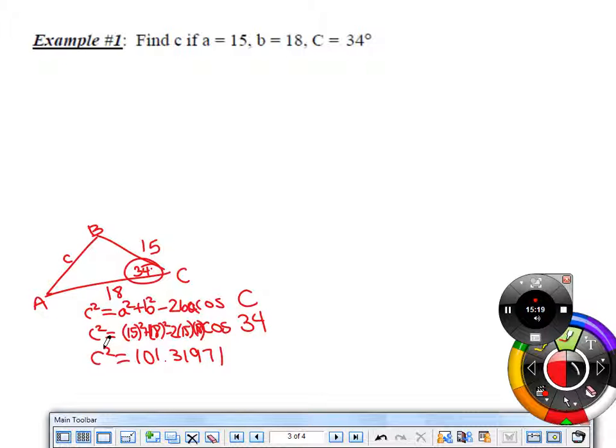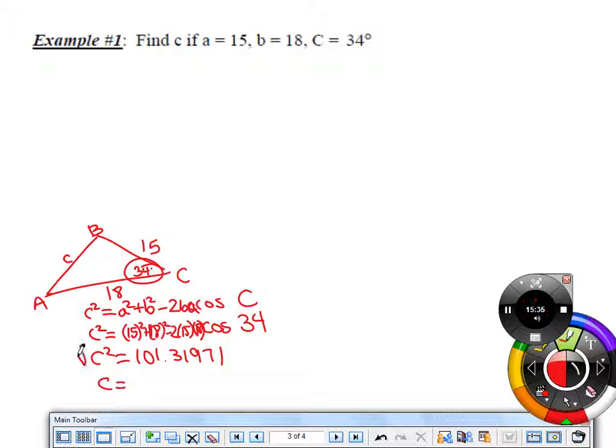But that's not C, okay? And it shouldn't be C. It doesn't make sense for me to get 101 when the other sides are 15 and 18, and it's only across from a 34-degree angle. That just doesn't make sense, okay? But that's because that's C squared. So what do I need to do to figure out what C is?